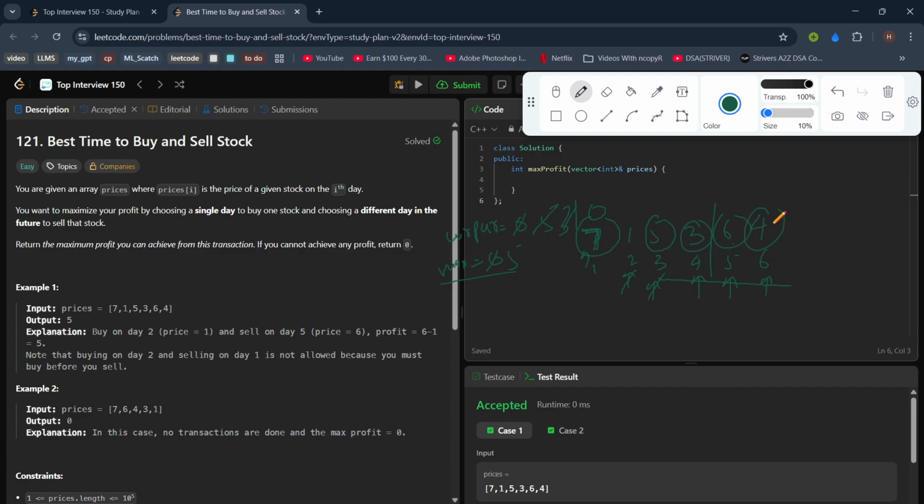At last, we only have 1 day left. We need to end the loop here because we cannot find a day where we could sell the stock. So this was the approach that I was telling. Let's try to write a pseudocode for this so that you can understand.